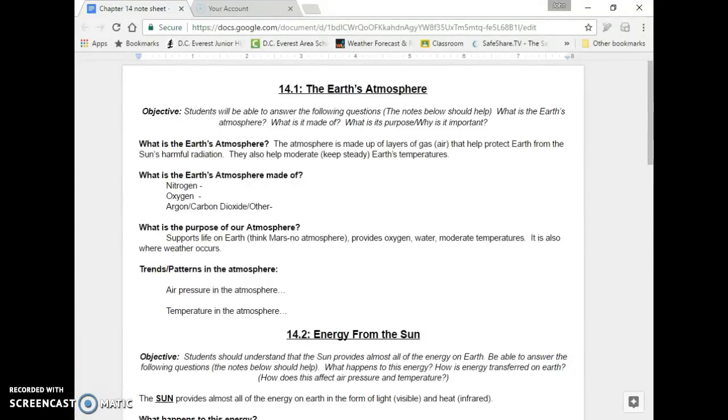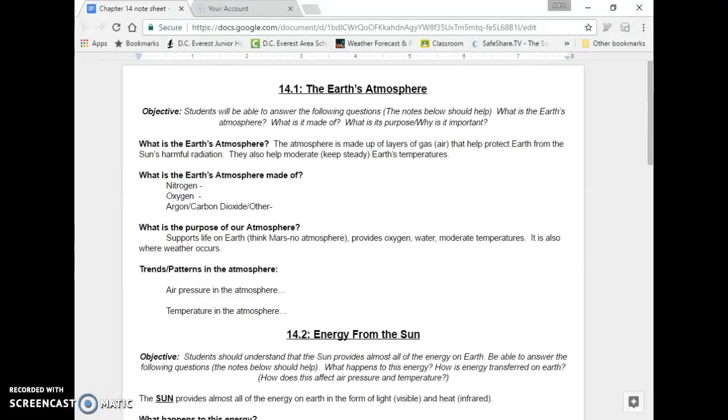Okay, today we're going to be covering just 14.1 and 14.2, essentially the front side of your note sheet. We'll cover the back side of your note sheet in a separate video. Alright, so 14.1 covers the Earth's atmosphere. We're just going to talk about what's actually in the Earth's atmosphere. We'll get to some of the layers and things later.